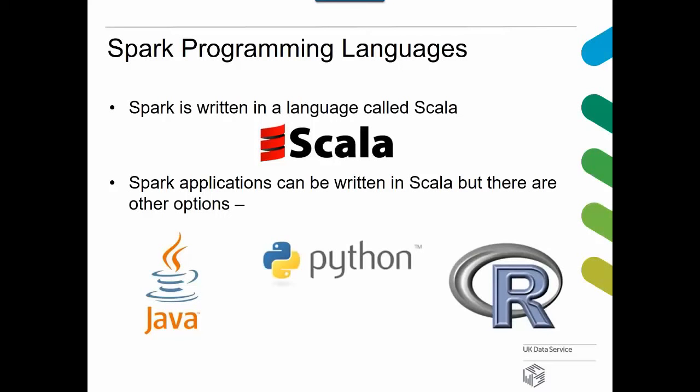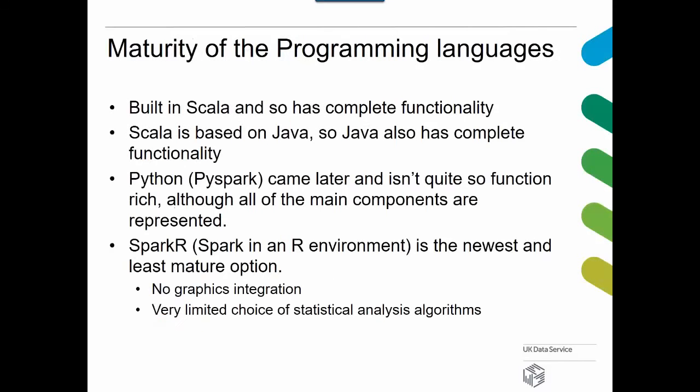And the reason we can do that is that for each of those languages, there is a specific Spark API which is being produced to integrate the Spark code with the code of the other languages. So Scala is the first language, and so it has complete functionality. Because Java is so similar to Scala, it tends to have full functionality. When I say functionality, I mean all of the facilities that you can do in Scala, you can do using Java code using the Spark libraries.